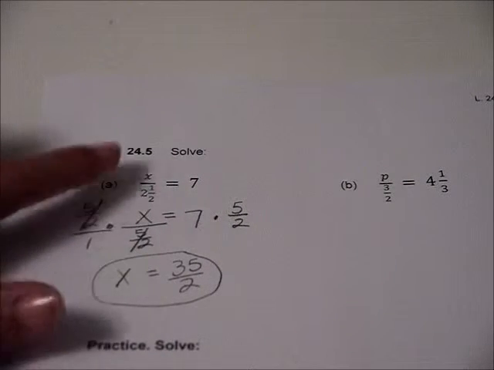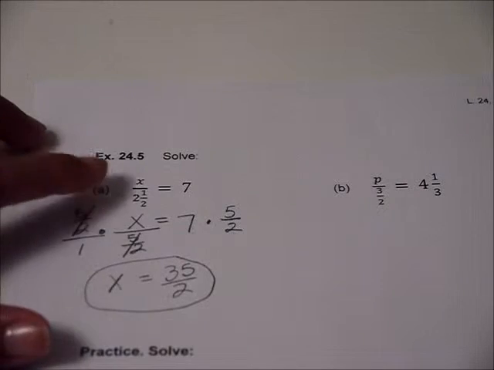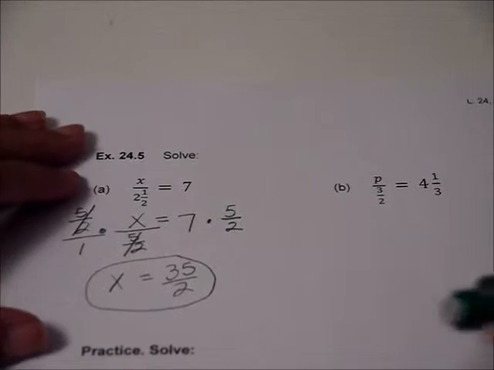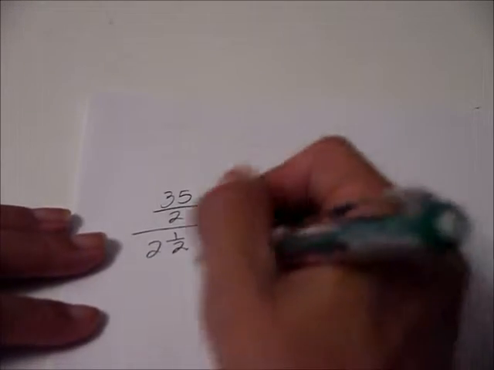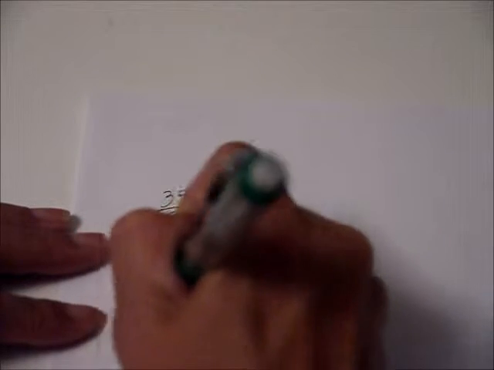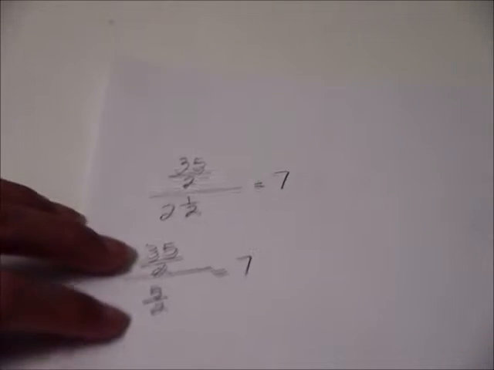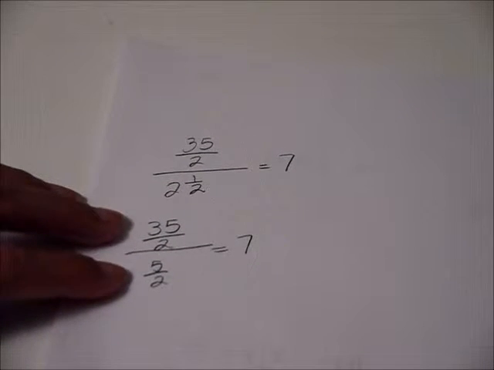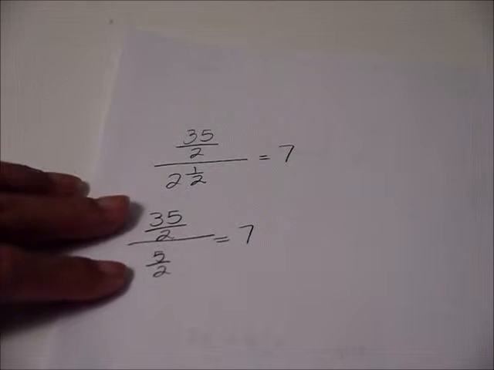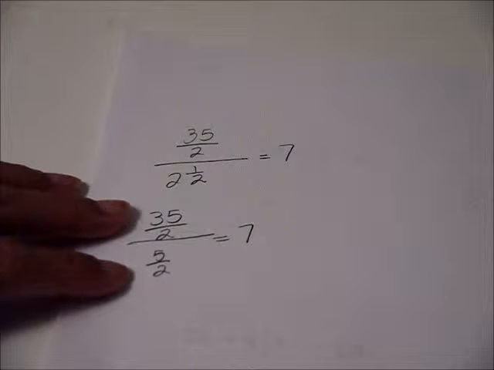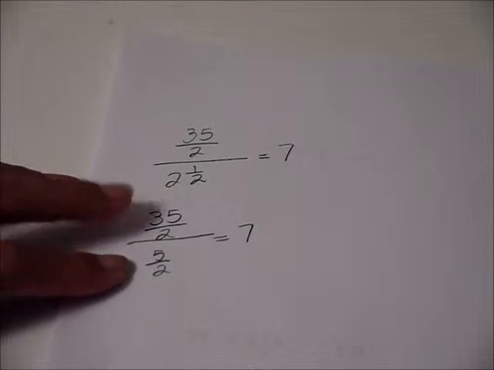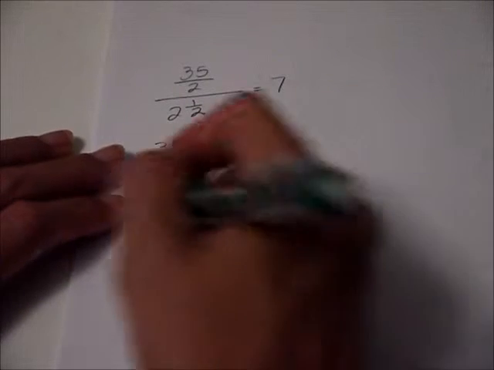So then how would you check that? 35/2 over 2 1/2. Let me show it to you on the back. 35 halves over 2 1/2. Does that equal 7? Well, that's 35 halves over 5 halves equals 7. Now, do you remember what division really is in fractions? When you divide fractions, you change it to a multiplication problem and you multiply by its reciprocal. So this is equivalent. Watch this.